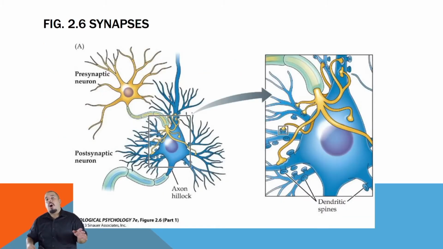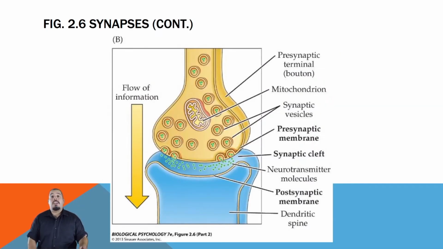Here you can see all the parts I mentioned on the previous slide. The yellow neuron is the presynaptic neuron. It is responsible for sending the message to the postsynaptic neuron. The blue one, if we zoom in, you can see the parts of the synapse and the synaptic membranes. This here is a synapse. It is made up of an axon terminal and a dendritic spine.